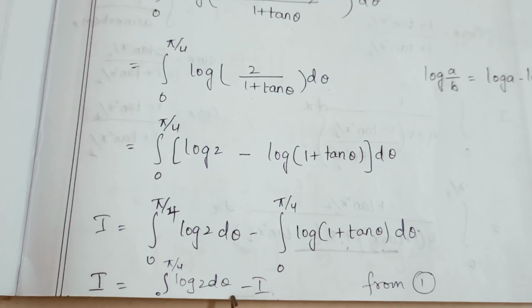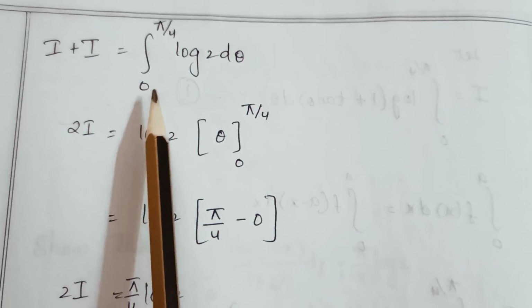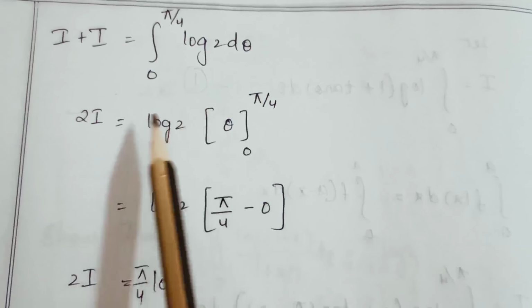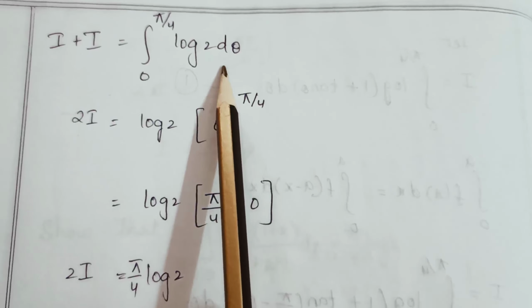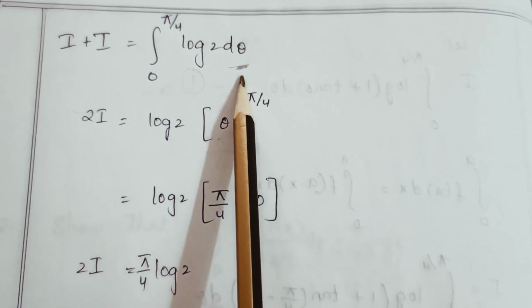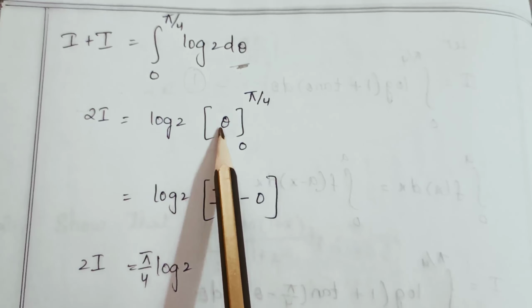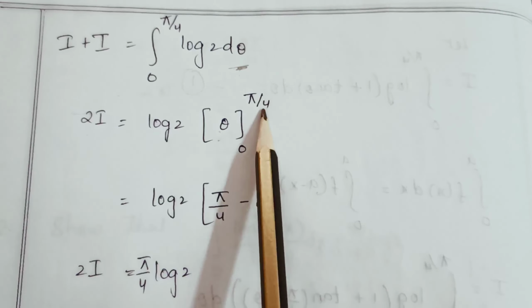Now take this minus I to the left side. So I plus I is equal to the integral from 0 to pi by 4 of log 2 d theta. I plus I is 2I, equal to log 2 times the integration of d theta, which is theta. Integration of x dx is x, so d theta will be theta, and limits are there, so we have to apply limits also, 0 to pi by 4.